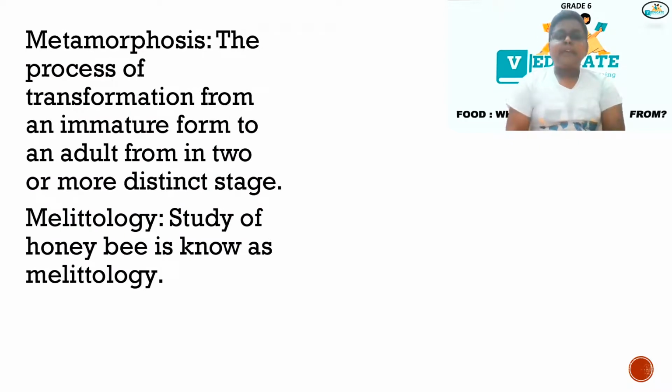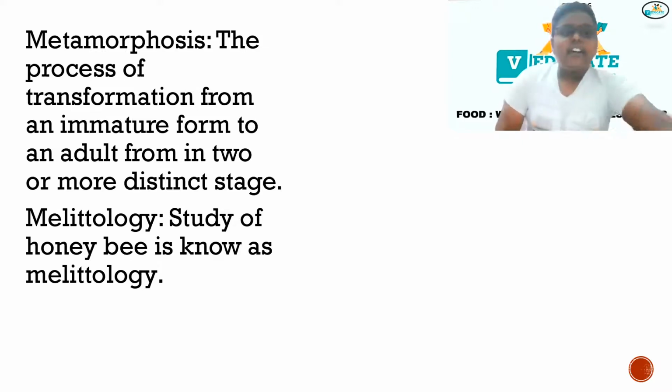Next, metamorphosis: the process of transformation from an immature form to an adult form in two or more distinct stages. It is the process from the small stage to the adult stage, like the honeybee. Melitology is the study of honeybees.